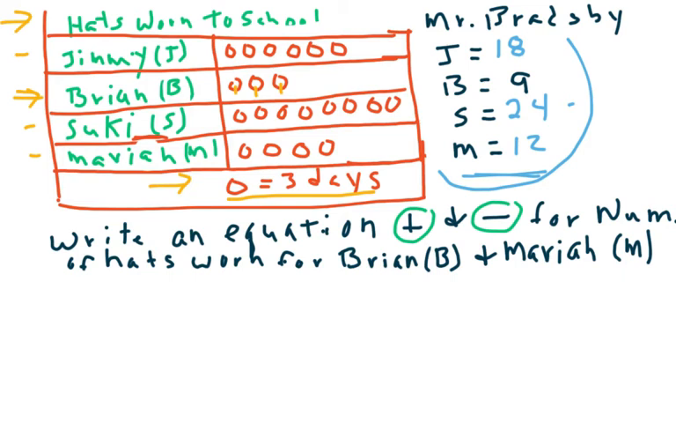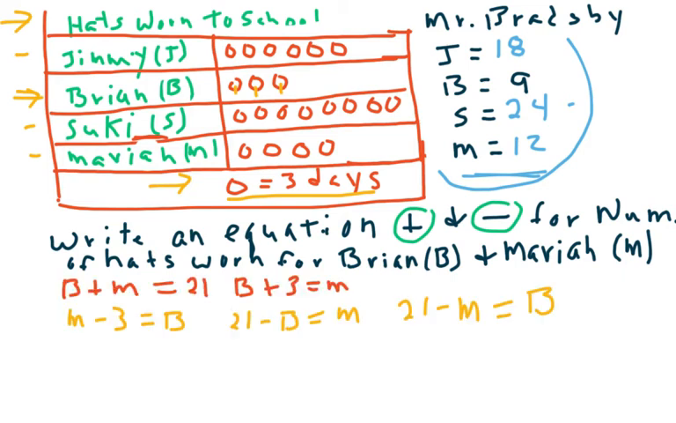So think about this, put me on pause, and try to write an equation using addition and subtraction that compares Brian and Mariah. I hope that's clear, but put me on pause and write an equation for addition and write an equation for subtraction. And when you get that done, turn me back on and I'll show you some of them that I wrote, okay? But you do it first. Try it out and see if you can do it.